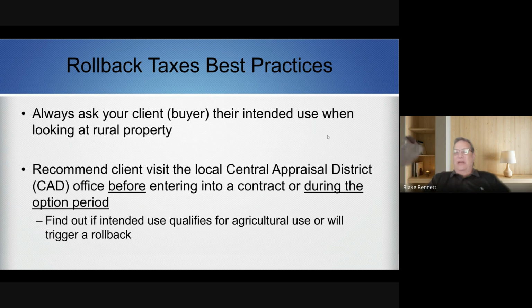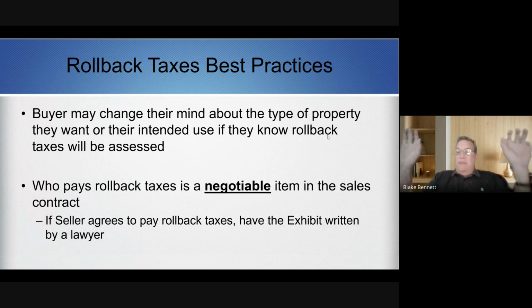No, we need to define what it is, and you need to call the Central Appraisal District before you purchase that land. A $2.7 million property, I'd want to find out, are you going to consider these exotics? Some counties might, some counties may not. Buyer can change their mind about the type of property they want, or the intention of use. Yes, after talking to the appraisal district, your buyer may say, well, I don't want to buy that property then. Okay, it's better to know beforehand.